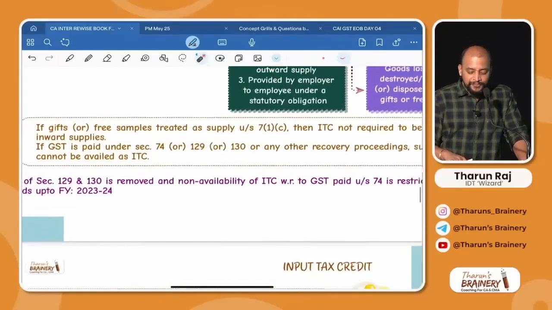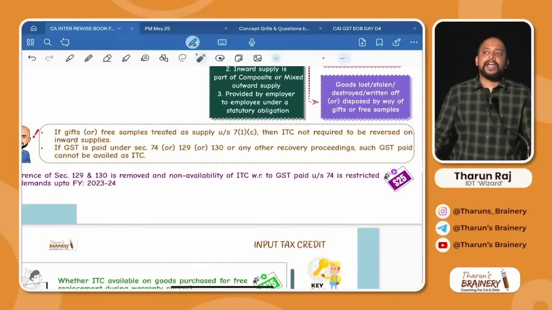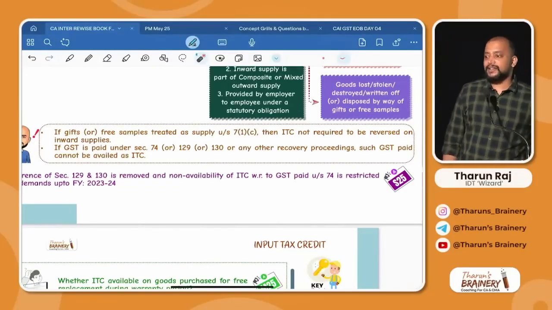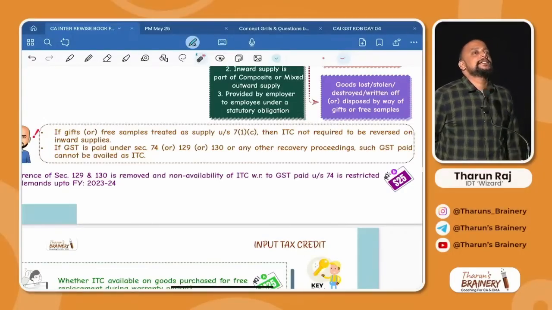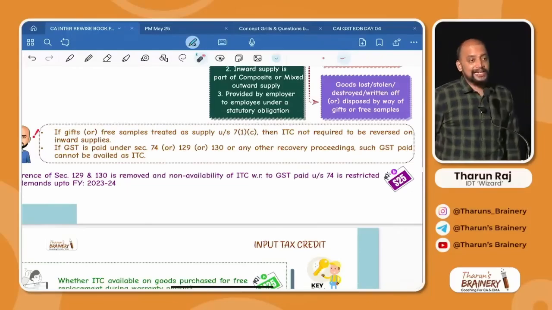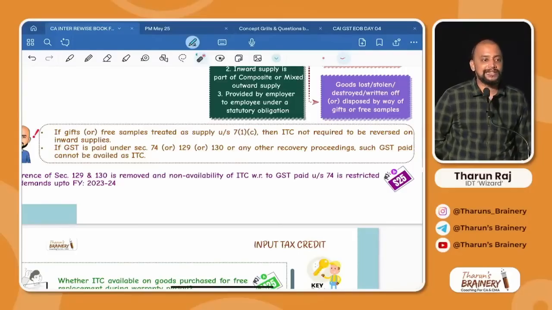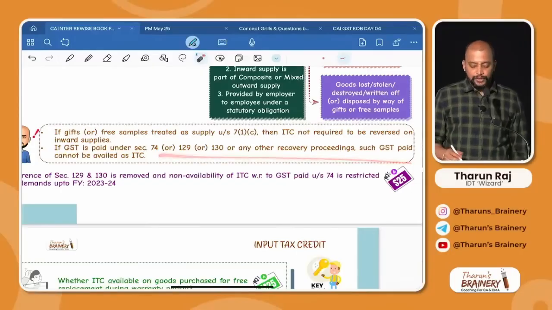If you want, you can write down in brackets: iPhone purchased and given as gift to employees, comma, ITC available. You understood the reason why? Because the value exceeds 50,000 per employee, correct? Next, this point is not applicable, so leave it.